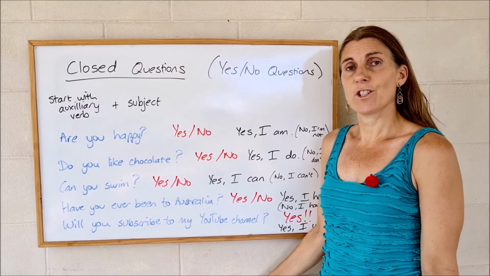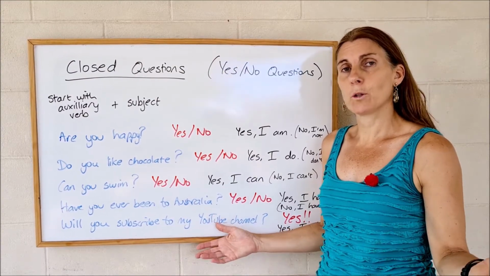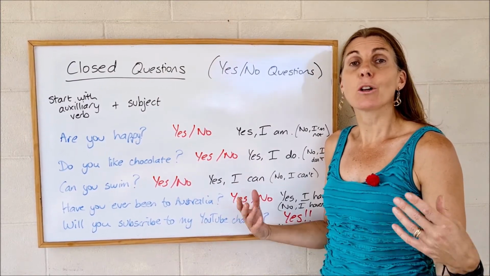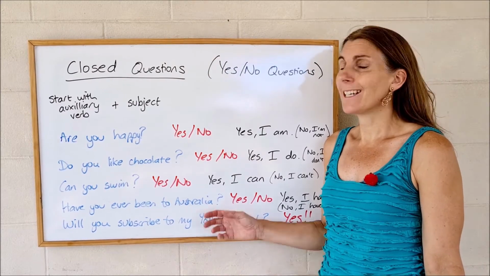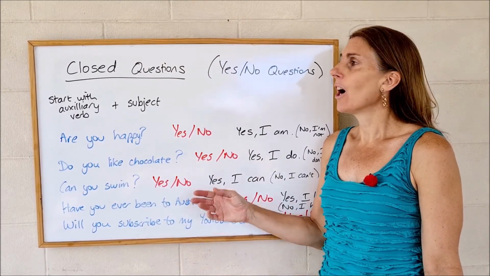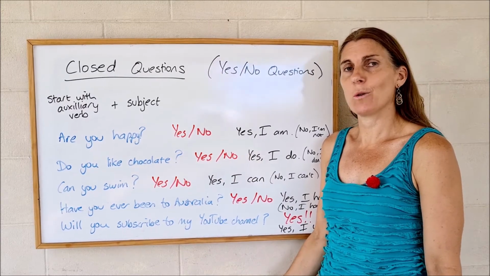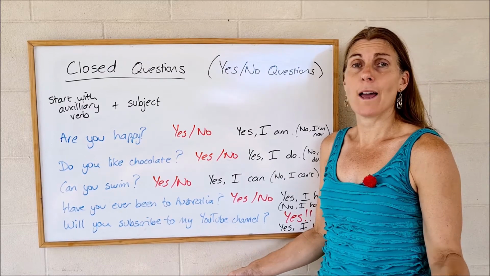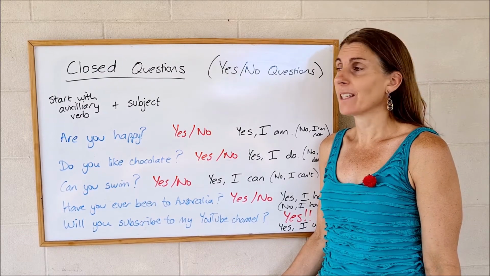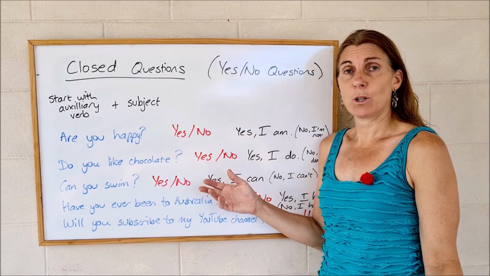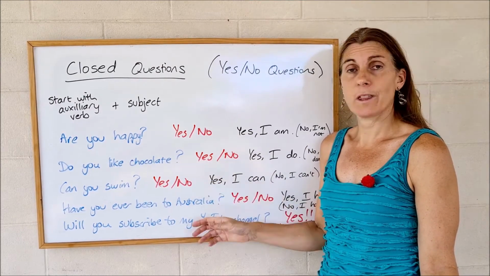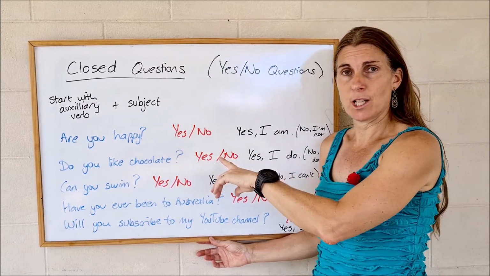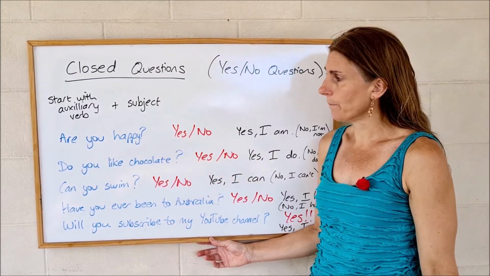Right. All the questions we looked at so far are open questions. They start with a question word and they ask for information, so they're good for conversation. The last type of question I want to show you are closed questions or yes-no questions. These are not so good for conversation because they only require one-word answers. So these questions don't have a question word, they just start with the auxiliary verb. So they have an auxiliary verb and then a subject. So let's look at some examples.